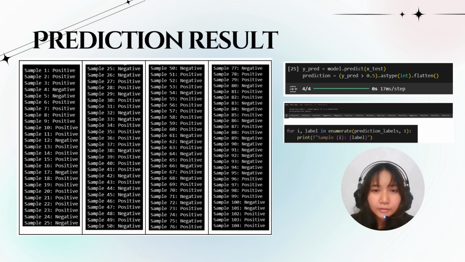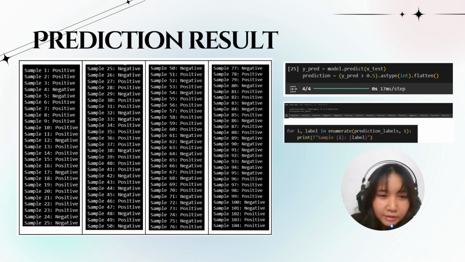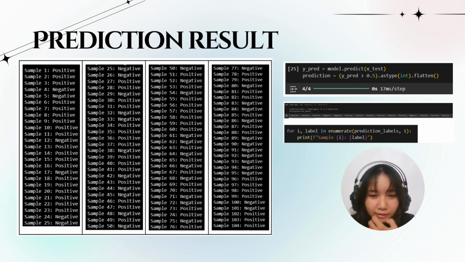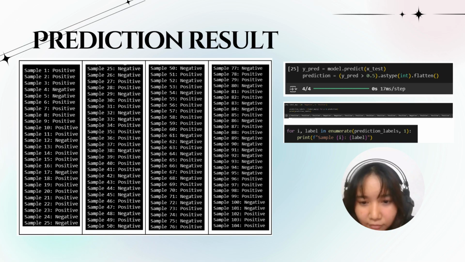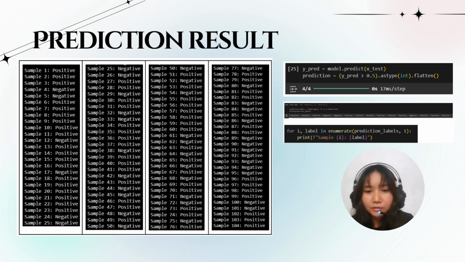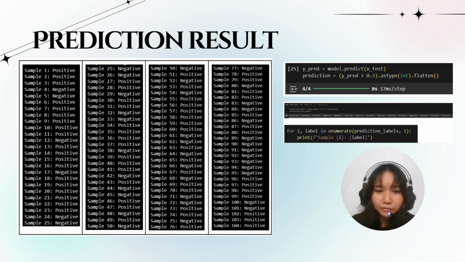And as you can see here, there are a lot of positive and negative values, which we declared using the label map, where when the result is equal to 0, it becomes negative, and if it's 1, it becomes positive. So then we print out the sample, which is the sample and the number of the tested patient, and also include the label negative or positive.